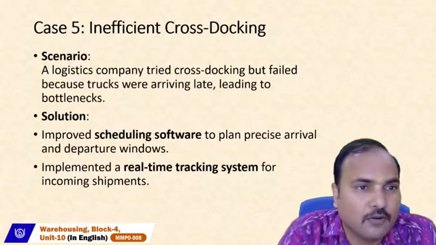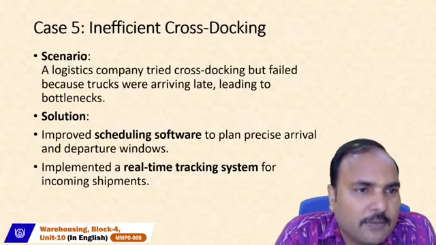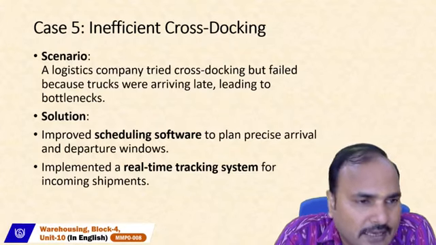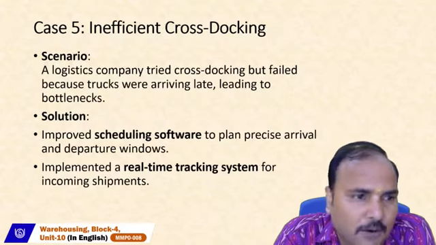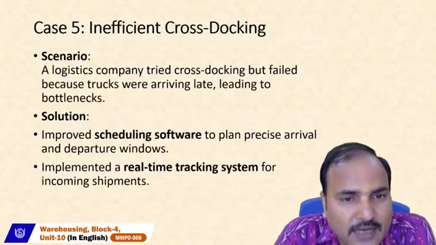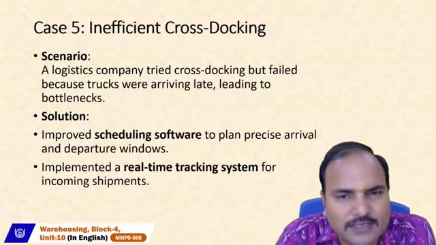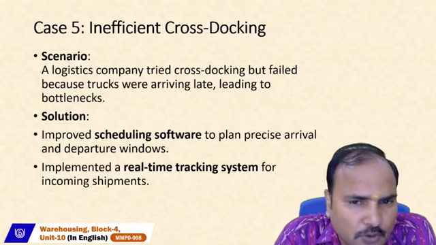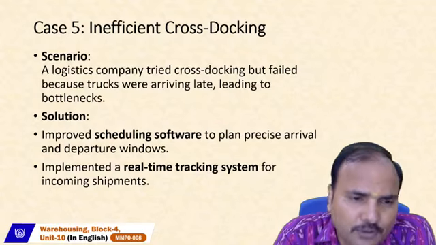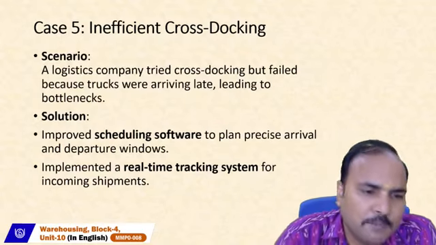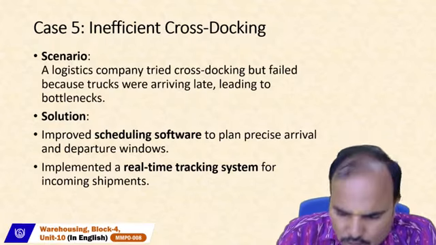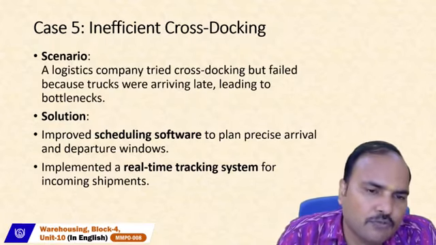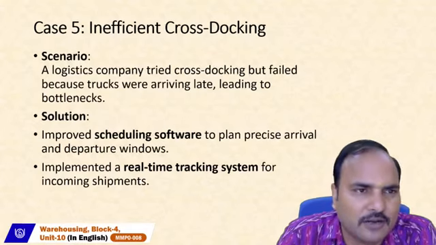The last is about inefficient cross-docking. Here the scenario is that a logistics company tried cross-docking but failed because trucks were arriving late, as we have already discussed in this chapter. So it leads to bottlenecks. What will be the solution? You have to improve the scheduling software and implement a real-time tracking system for incoming shipments. So these are the different cases for a better understanding of this chapter.